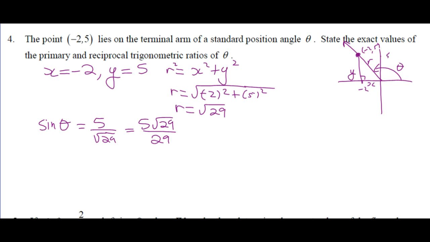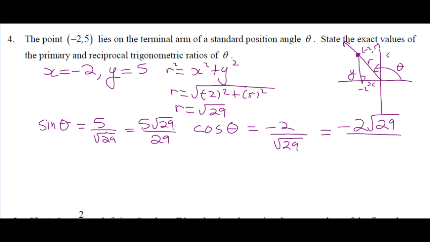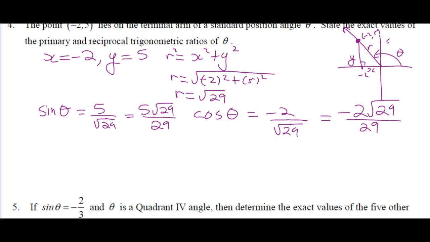Generally speaking, I would say we do want rationalized denominators, but you know, cos theta is x over r, so that's negative 2 over root 29, or negative 2 root 29 over 29. And tan theta, what's tan theta? Okay, so y over x, so it's going to be 5 over negative 2. Okay, and we just write that as negative 5 halves.